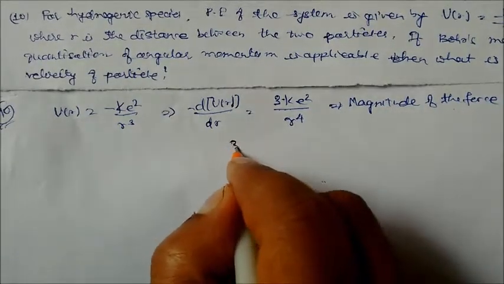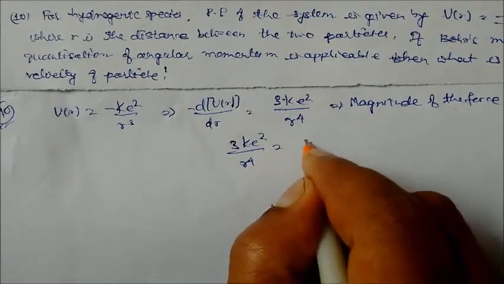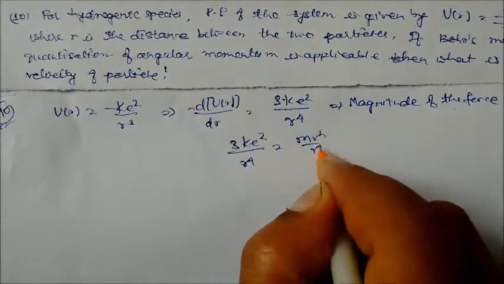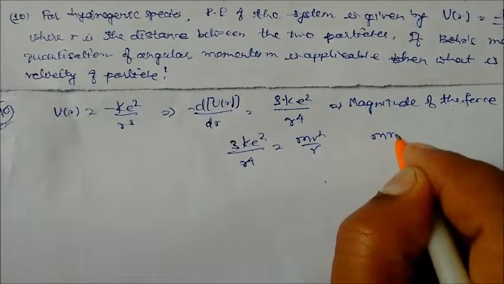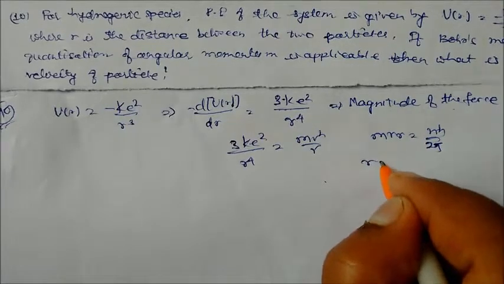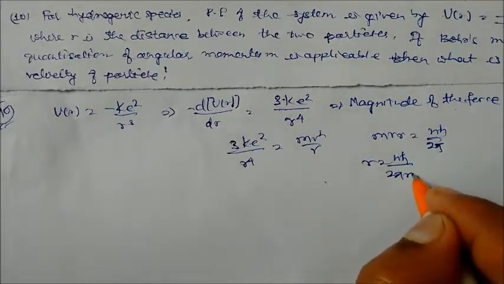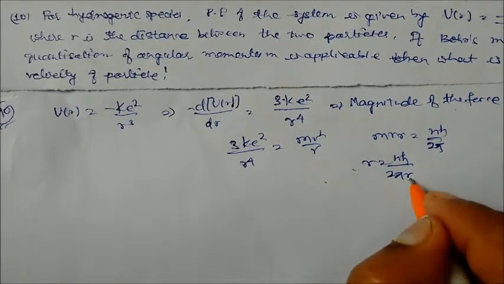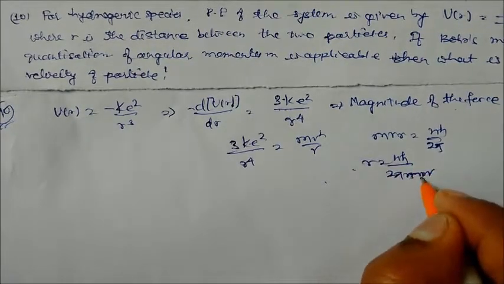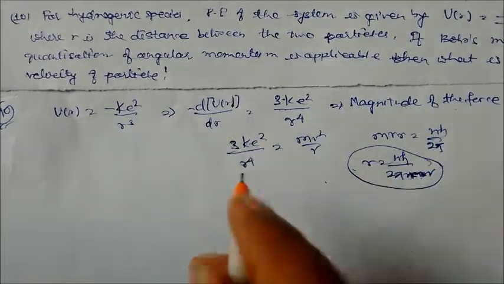Now 3Ke square divided by R to the power 4 is equal to mv square by R, and we know that mvr is equal to nh by 2 pi. So from here R is equal to nh divided by 2 pi m into v. So we can put this value of R over here.